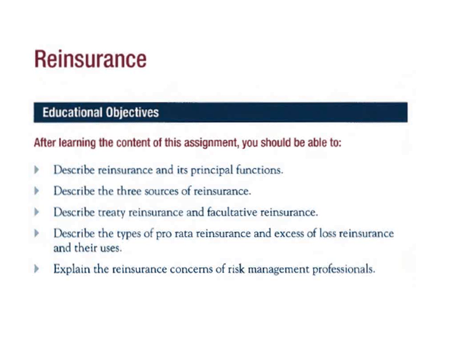On the pro rata reinsurance, I wouldn't expect a whole lot of questions specifically on the quota share and what the percentage is and those types of things. But just to understand in general what pro rata insurance is compared to excess of loss insurance, and how they're used differently. And then finally, explain the reinsurance concerns from the risk management professional's perspective. What would be the questions you want to ask for that?